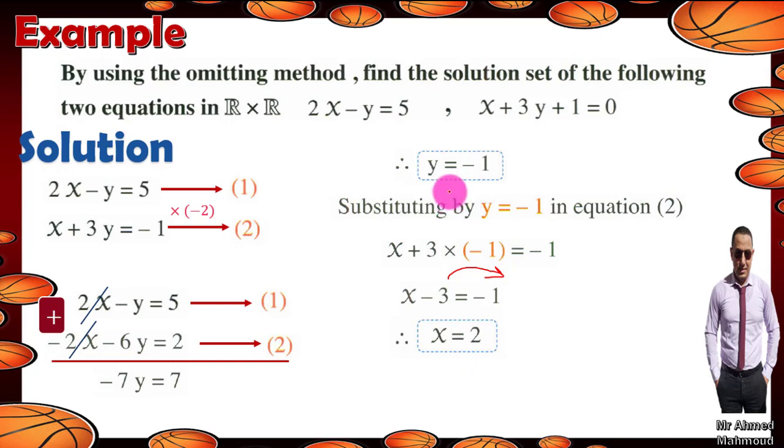Finally, we write x and y inside an ordered pair, and the ordered pair is written inside a solution set. So the solution set is {(2, negative 1)}, as we see. This is the omitting method as I said before. Okay, let's study another example.